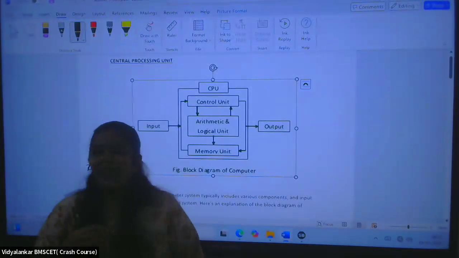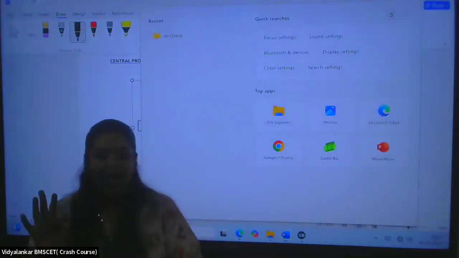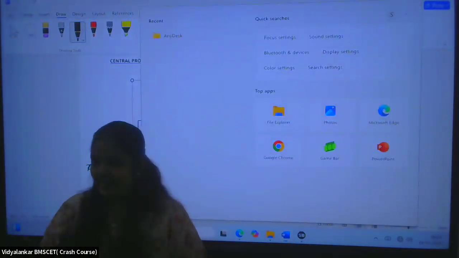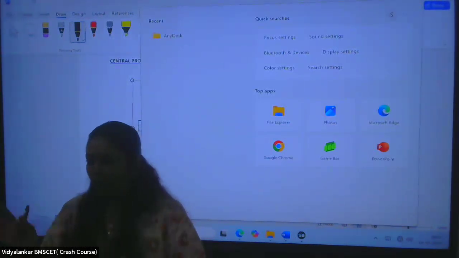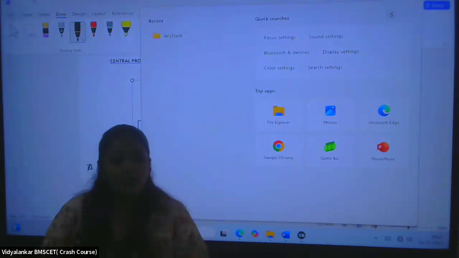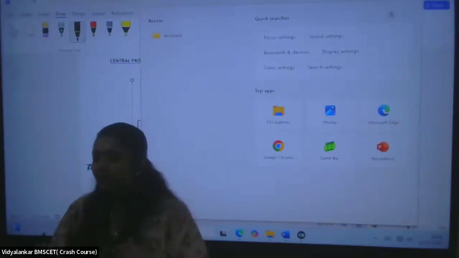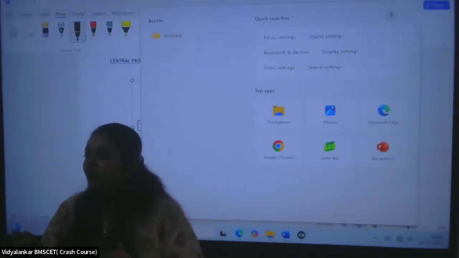Now I come to my question: how much do you know about computers? I know that commerce students have IT, I mean, maximum of you have, otherwise a few even opt out. So how many of you have appeared for IT, information technology? Okay, as of now only one. For the rest, fine. You can interact if you want.